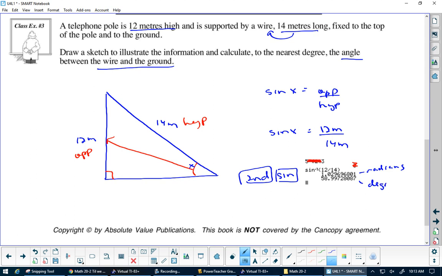This is in degrees, right? So we have to make sure mode is degree. Okay, so we go second sine, 12 divided by 14, enter, and we got 59 degrees equals x. Okay, hopefully this is bringing back some memories from last year.